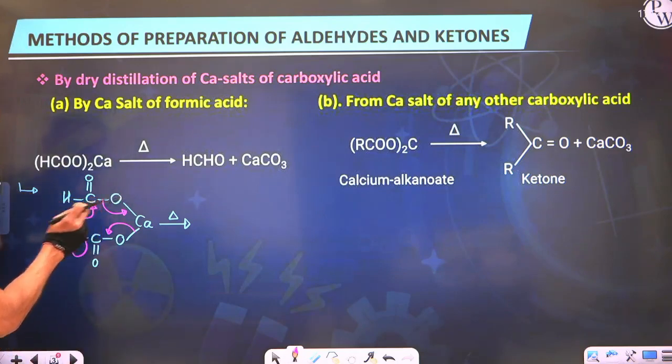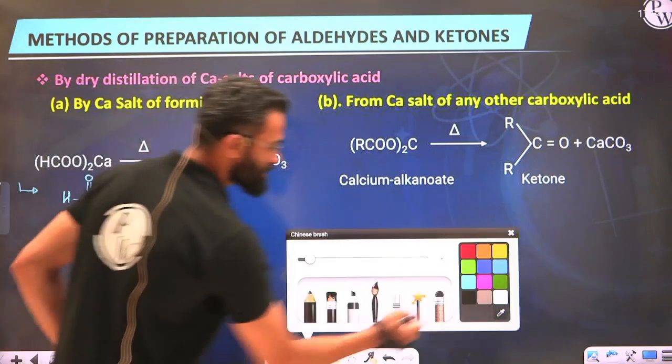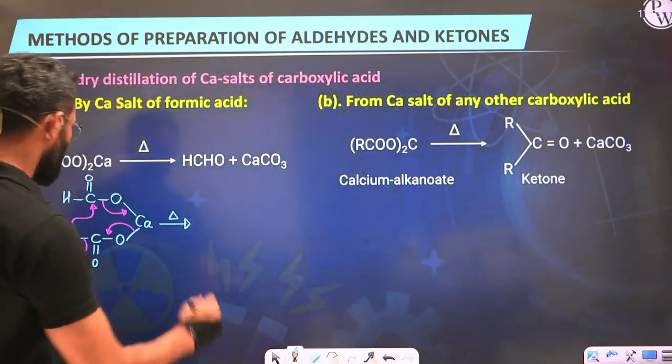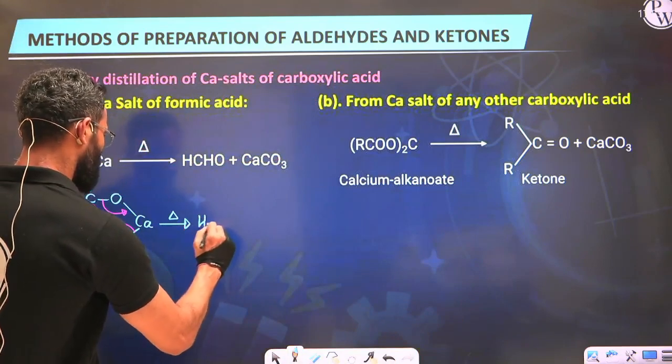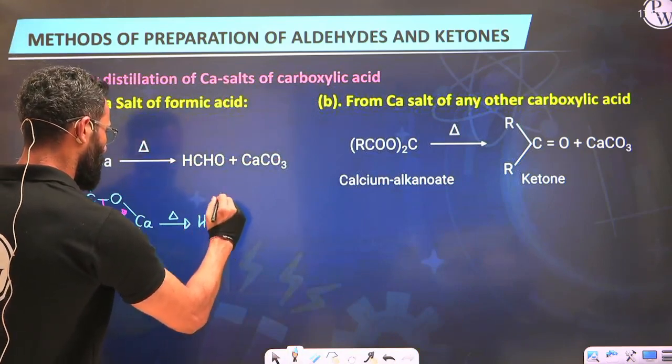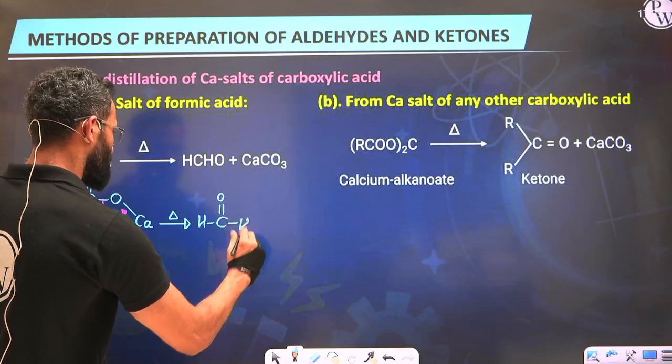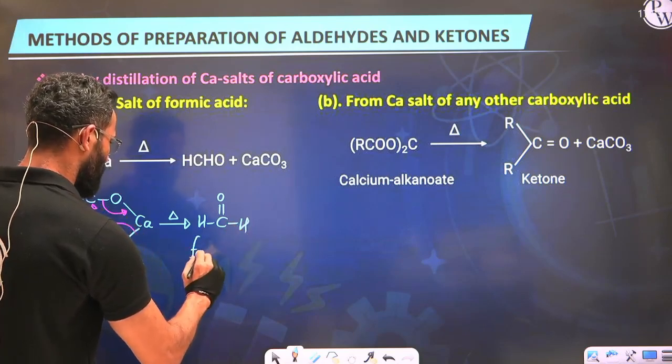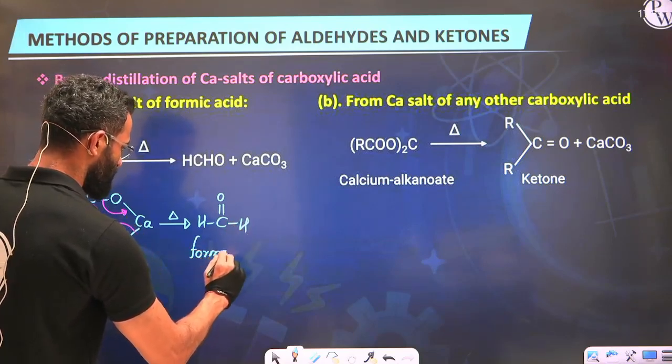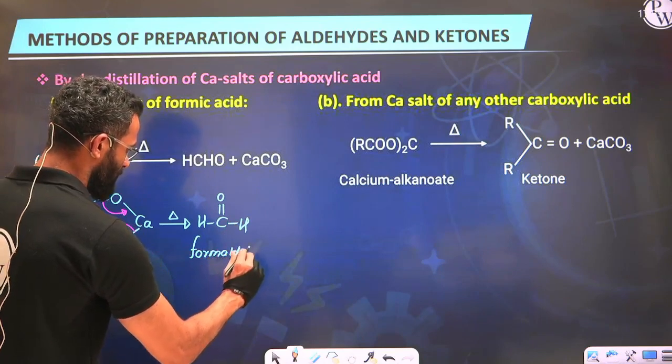Which means you can say that this H attacking at this C double bond O, converting this compound into HC double bond OH, which is nothing but formaldehyde, HC double bond O, and this is the new H which has attacked, resulting in the formation of symmetrical aldehyde, which is formaldehyde. Right, everyone?